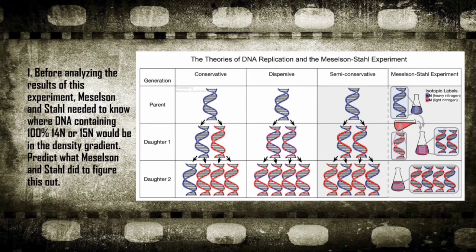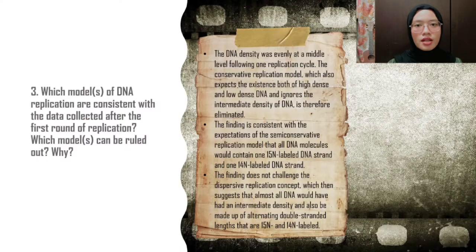This is the first question for part 4. The slide shows the theories of DNA replication and the Meselson-Stahl experiment. This is how they knew whether the DNA contained 100% 14N or 15N. For question number 2, how can you interpret the data collected after 1 round of division? The answer is there were equal parts of 14N and 15N.